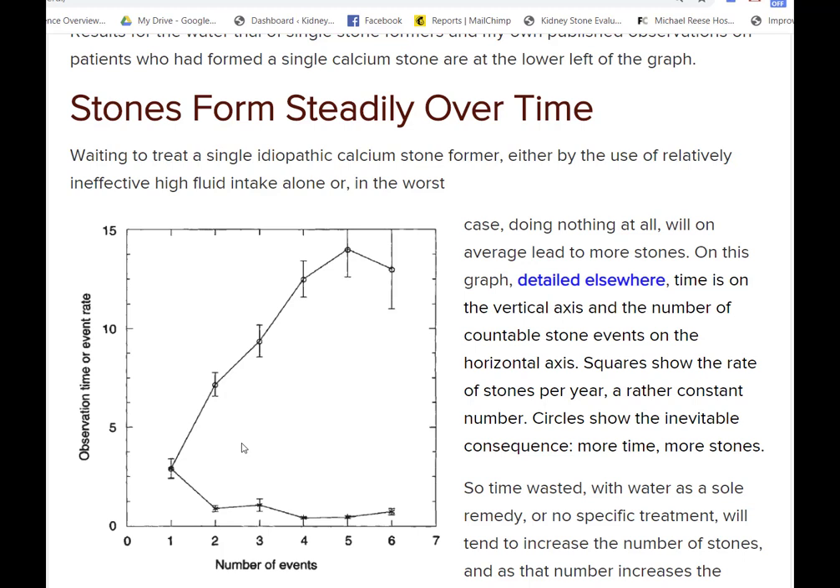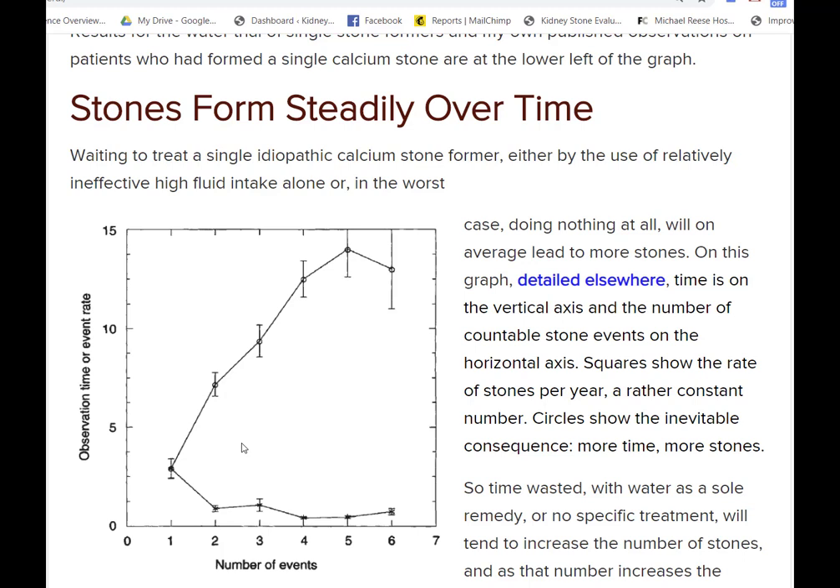If you're a single stone former, please don't agree with your doctor when he or she says, hey, you've only had one stone, drink a little water, drink a lot of water, forget about it, probably won't happen again. It probably will happen again. Or at least our data say that if you end up in a group of people referred for stone treatment, it will have happened again. A single stone means you're a stone former. And that's that. As far as I'm concerned, every stone former should be evaluated exactly the same way.